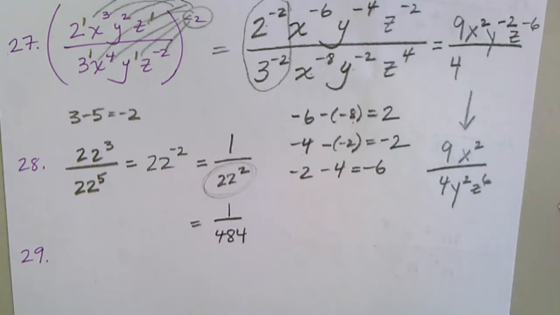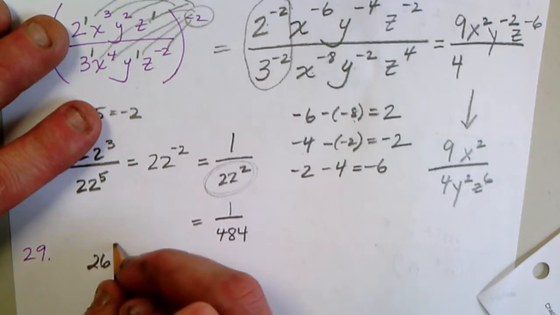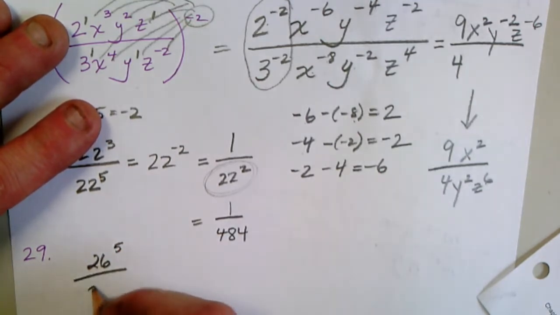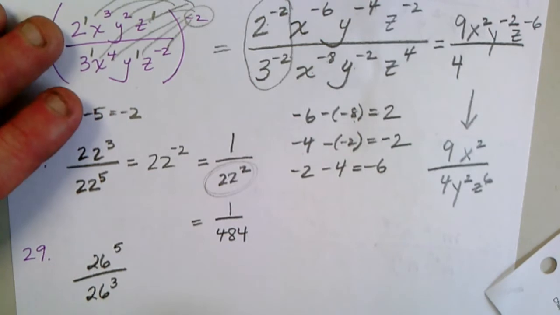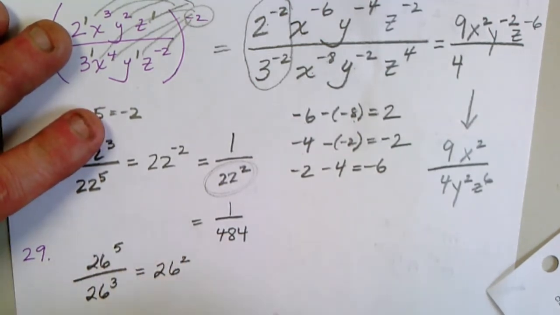All right? 29. The number of three-letter words that can be formed with the English alphabet is 26 to the third. The number of five-letter words that can be formed is going to be 26 to the fifth. How many times more five-letter words can be formed than three-letter words? Okay? So five-letter words, 26 to the fifth. Number of three-letter words, 26 to the third. Now, if I subtract the exponents, this gives me 26 to the second. Well, what is 26 to the second?